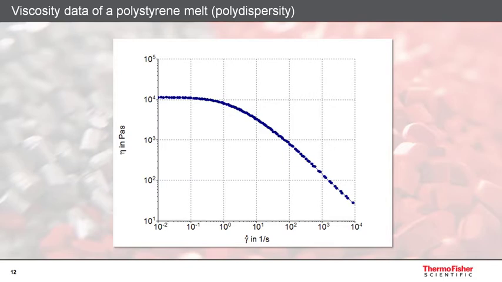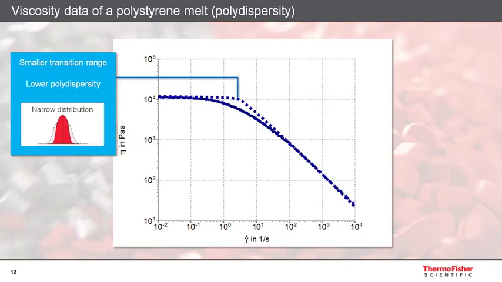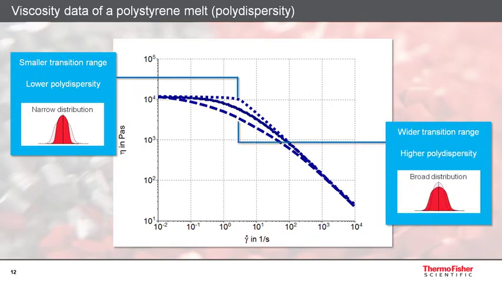A polymer sample with a narrow molecular weight distribution will show a sharp and narrow transition. A polymer sample with a broad molecular weight distribution, on the other side, will exhibit a very broad transition range. For many polymer processing techniques, a broader distribution with a smooth transition between Newtonian behavior and shear thinning is preferred.